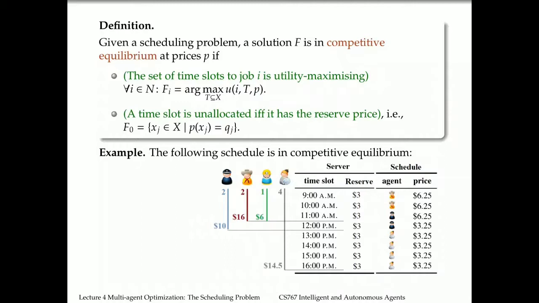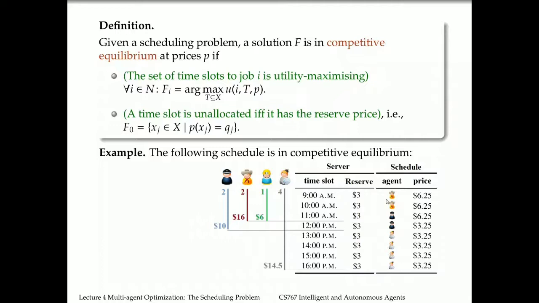So this means that because we're starting at the reserve price, we do not want to have a higher price than the reserve price if this time slot ends up not taken by anyone. Right? So F0 contains all of those time slots whose price will be equal to the reserve price. If you look at this example, which I just described, that is in fact in competitive equilibrium.